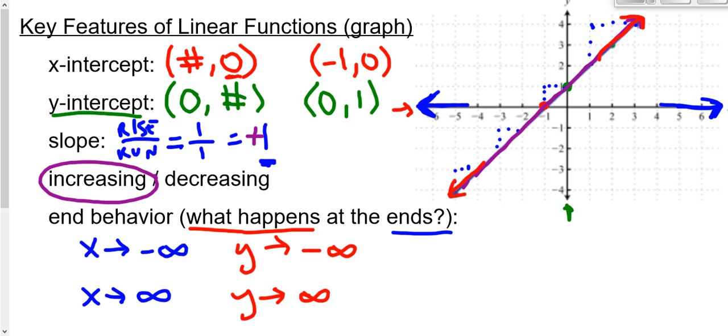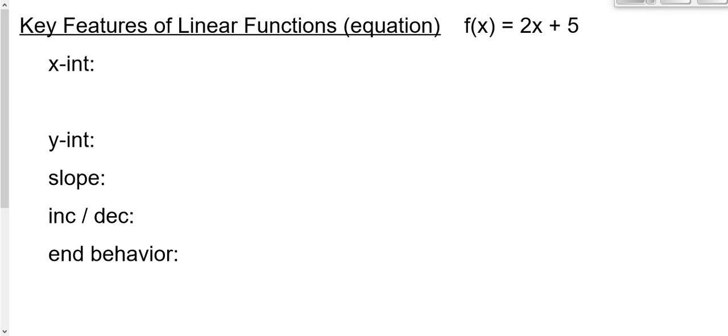So this is how we can find the key features using a graph, but we may not always have a graph. So let's go ahead and look at what happens when we just have an equation. Here I have just an equation, f of x equals 2x plus 5, and I want to see if I can find the same key features using just this equation instead of drawing a picture. And it is possible. I just have to use those same ideas that I had in the last slide.